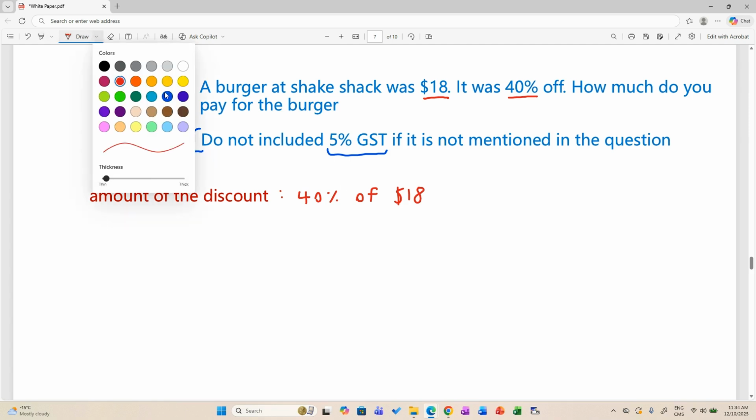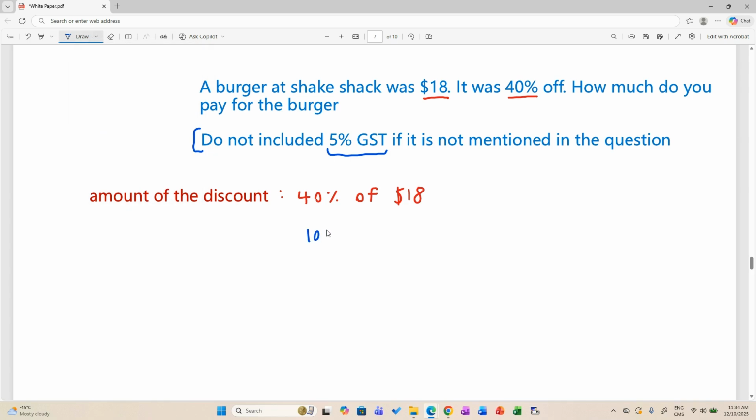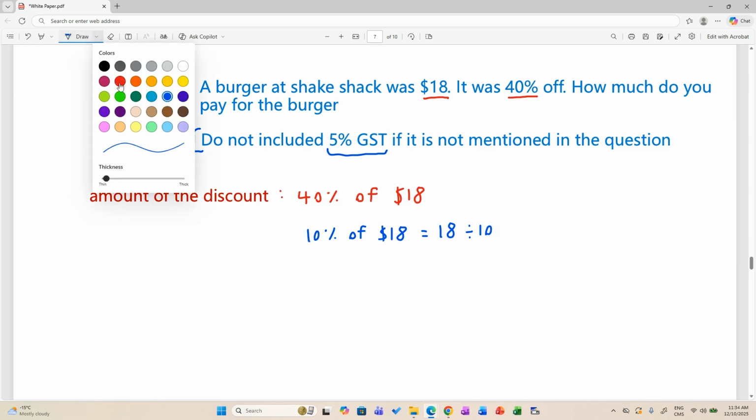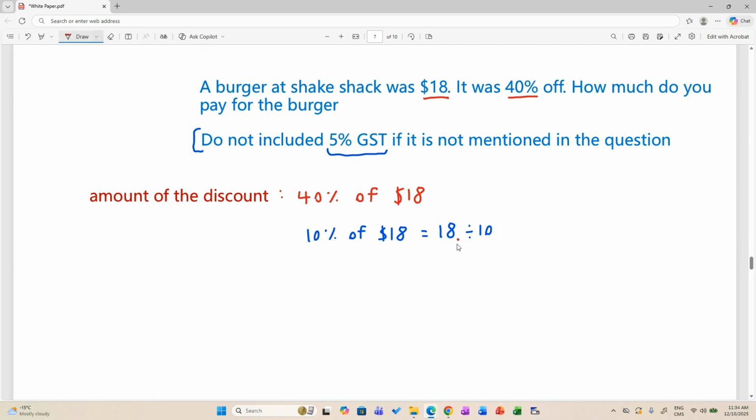To help me find out what that is, first let's ask ourselves this. What is 10% of 18? Because that's easier to find. And if you recall, 10% of 18 is essentially just 18 divided by 10. And anytime I divide a number by 10, I simply move the decimal place one place value to the left. So hence, the answer to the 10% of 18 should be $1.80.